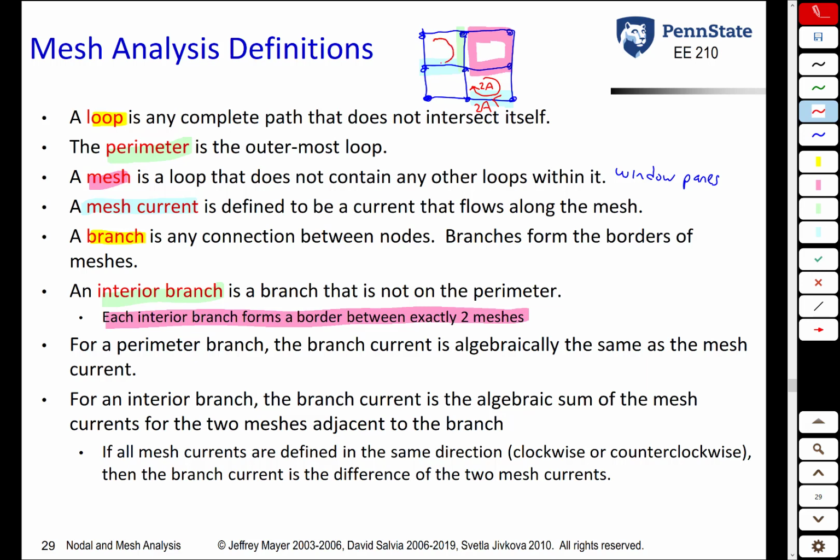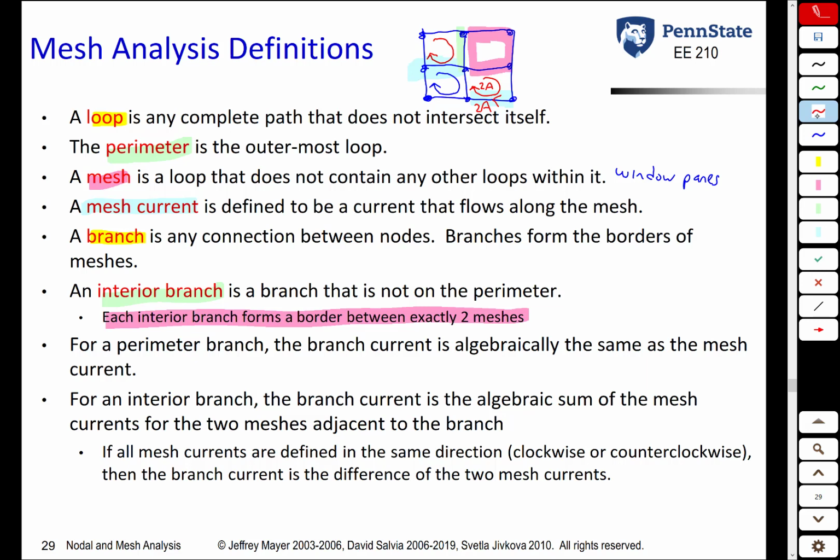So for example, this mesh has a current like that. This mesh, we'll do it in another color, has a current like that. The physical current through this branch here in the middle is the algebraic sum of the red current and the blue current. And we'll see this in our algorithm in a couple pages.